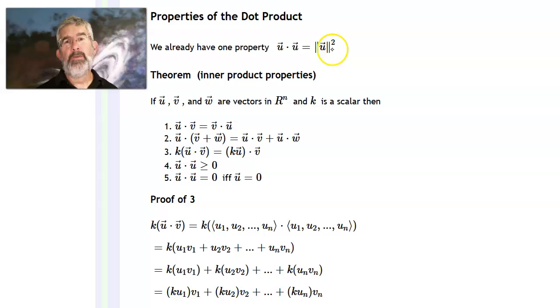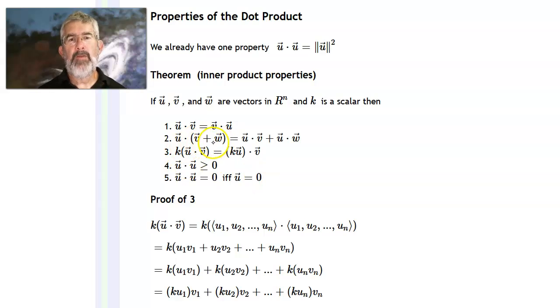I think in previous videos we wrote it as the length is the square root of the dot product of a vector with itself. So the dot product of u with u is equal to the length of u squared. Now, here are some other algebraic properties. This one I think we've already seen, that the dot product is commutative, so u dotted with v is v dotted with u. There is a distributive property over vector addition.